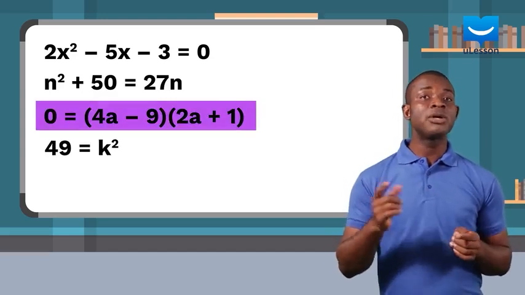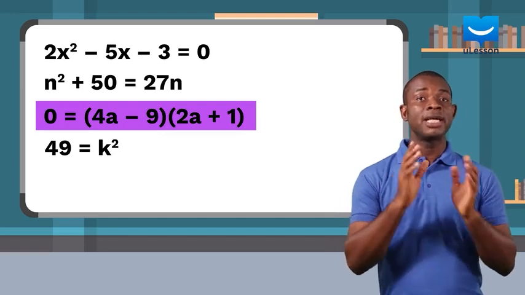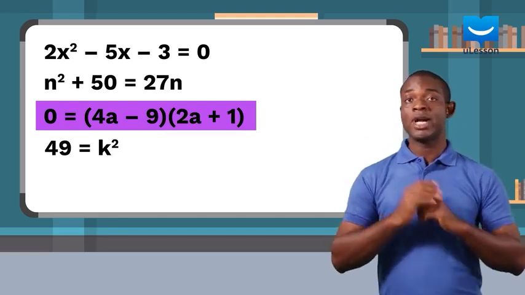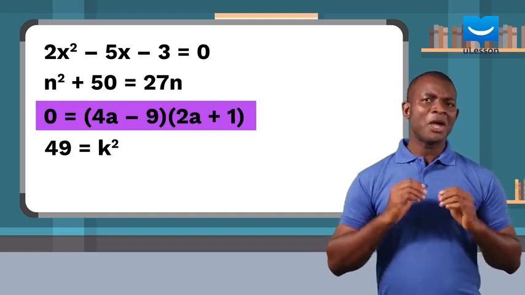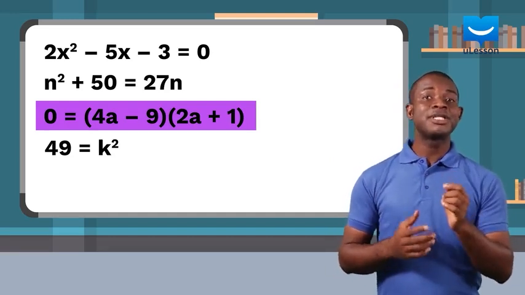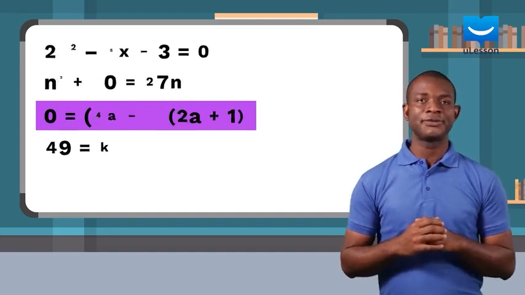Do you know why 0 equals (4a minus 9)(2a plus 1) is a quadratic equation? Try opening the brackets and see the result you'll get. That will make you see why it is a quadratic equation.